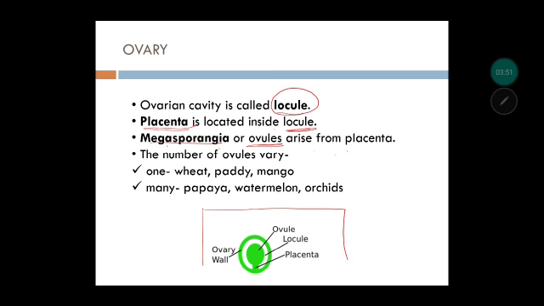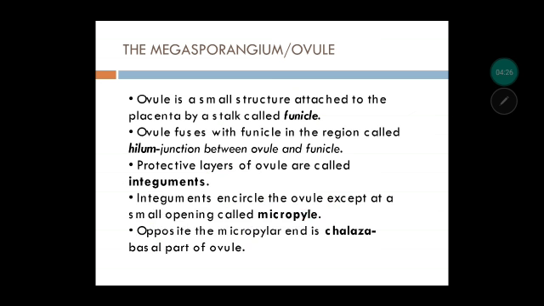You can see this diagram to clarify this. This is the ovule, and this is the ovary wall. This ovule is attached to the ovary wall with the help of the placenta, and the cavity present inside the ovary is referred to as the locule. Now the number of ovules varies from one plant to another. A single ovule is present in wheat, paddy and mango, and many ovules, more than one, are present in papaya, watermelon and orchids. So you can see the diversity.